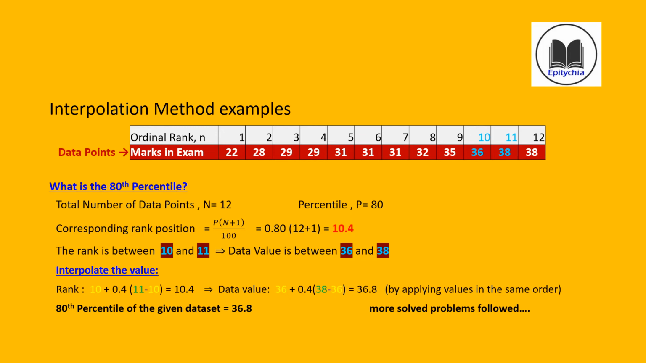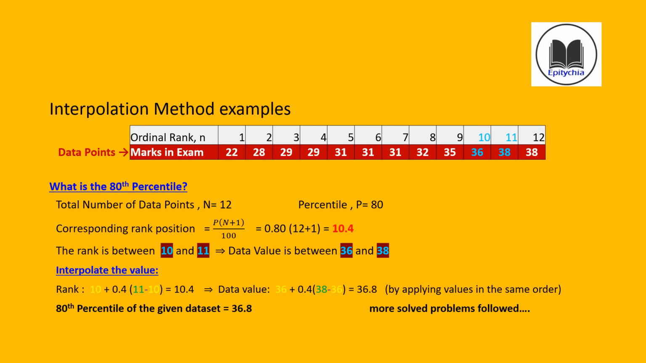So now do the interpolation like this. We know the rank is 10.4; we already calculated it here. So how are we getting 10.4 from 10 and 11? That is given here: 10 plus 0.4 into 11 minus 10 equals 10.4.